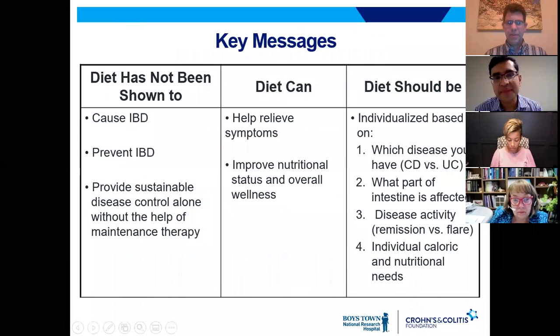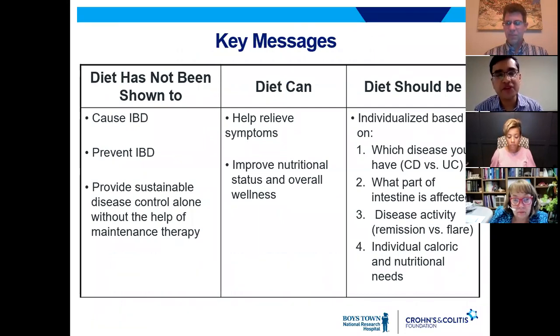Here we go. So, key points when it comes to diet. Parents will often ask me, is there something that we ate that caused it? Or is there something that we can take out of his diet that will prevent it? That's a good question, but the answer is no. There's no one food item that caused it. There's no one food item that can prevent it.